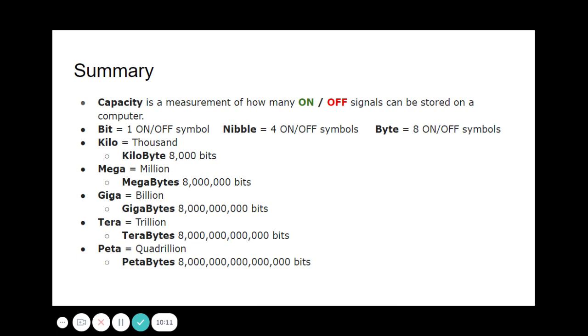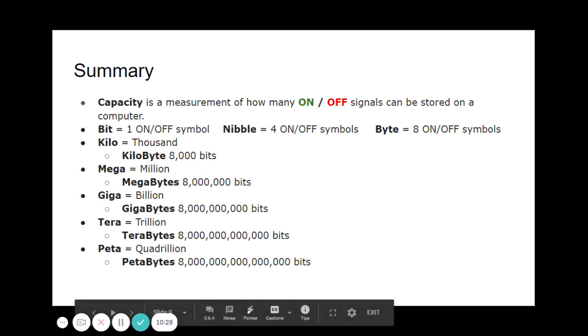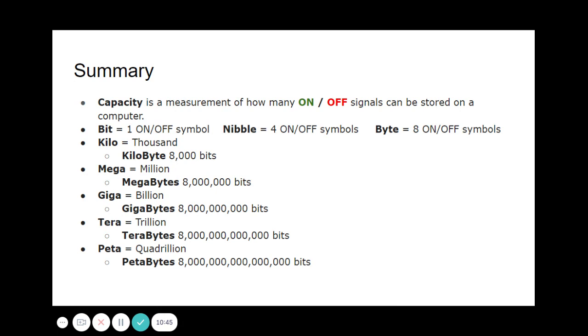Mega means million, so megabytes is 1,000,000 times 8. That's 8 million bits. Giga is a billion, so gigabyte is 8 billion bits. Tera, we're climbing up here. Tera is a trillion, so tera is 8 trillion bits, and peta is a quadrillion. So that's a quadrillion bits. Hopefully this helped you understand and get an overview of capacity and how it's measured in computers, so that when you hear these words, petabytes, terabytes, gigabytes, megabytes, kilobytes, bits, nibble, byte, you have a better understanding of what they represent and how many on or off signals we are talking about.